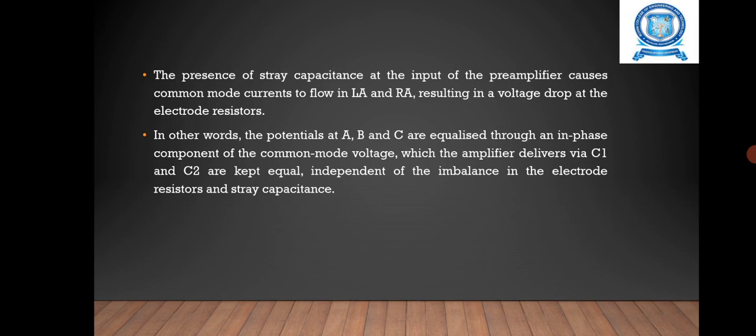In other words, the potentials at A, B and C are equalized through an in-phase component of the common mode voltage, which the amplifier delivers through C1 and C2, which are kept equal. This is independent of the imbalance in the electrode resistors and stray capacitance.